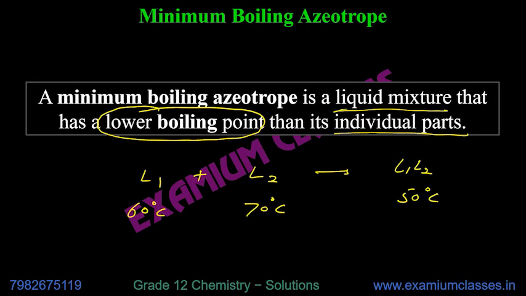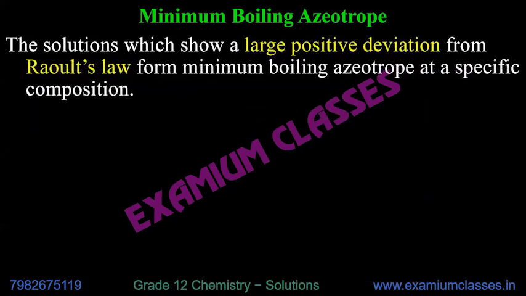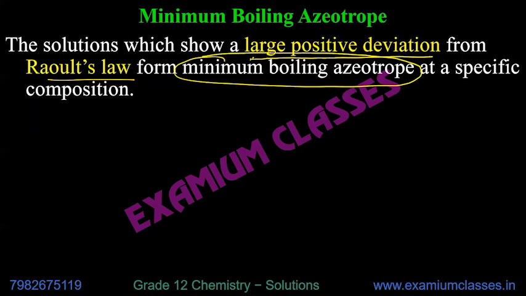So here by minimum we mean lower. The resultant mixture has a lower boiling point than the individual components. So the solutions which show a large positive deviation from Raoult's law form minimum boiling azeotropes. So these are interrelated things, you need to remember. You know why? Because positive deviation means they can get vaporized easily. They have greater vapor pressure. All these things are interrelated. Positive deviation.